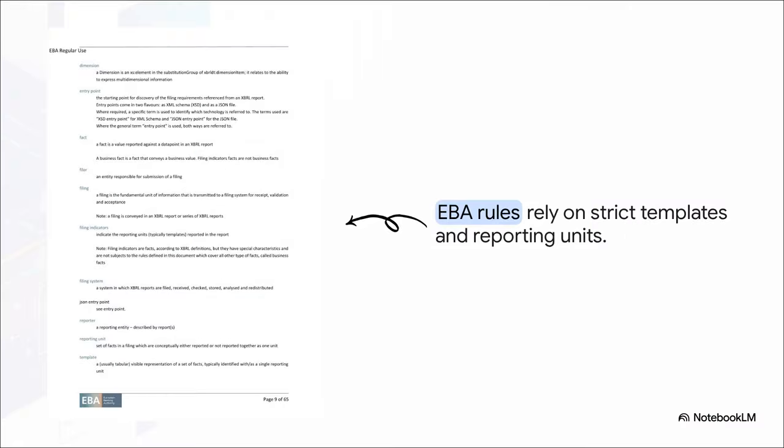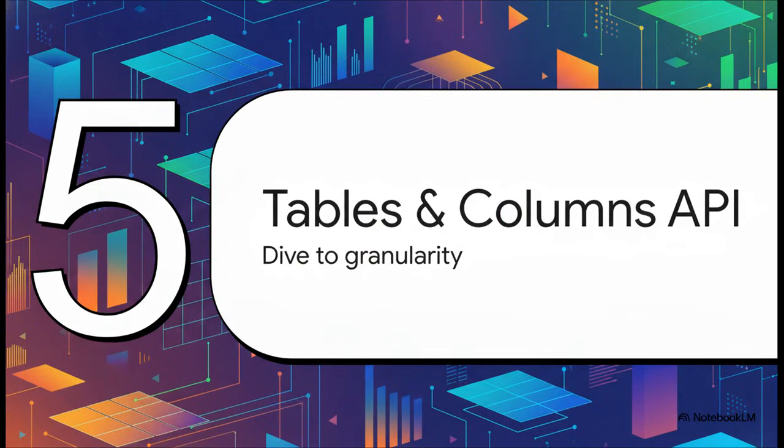To ground all of this in regulatory reality, the filing rules of the European Banking Authority, the EBA, rely heavily on these exact concepts. EBA frameworks demand strict templates, clearly defined entry points in the form of JSON or XML files, and specific reporting units. And the XBRL model API is tailor-made to map these strict requirements super efficiently using those JSON metadata files. So this isn't just theory, this is actually how it's done in the field. Let's dive into part 5, the API for tables and columns.